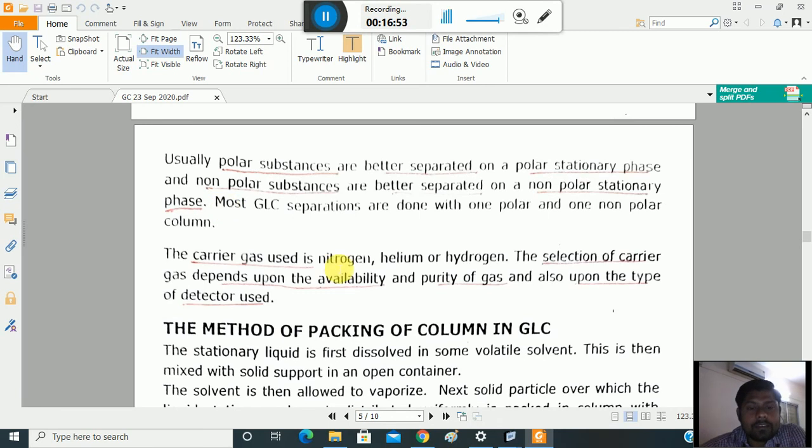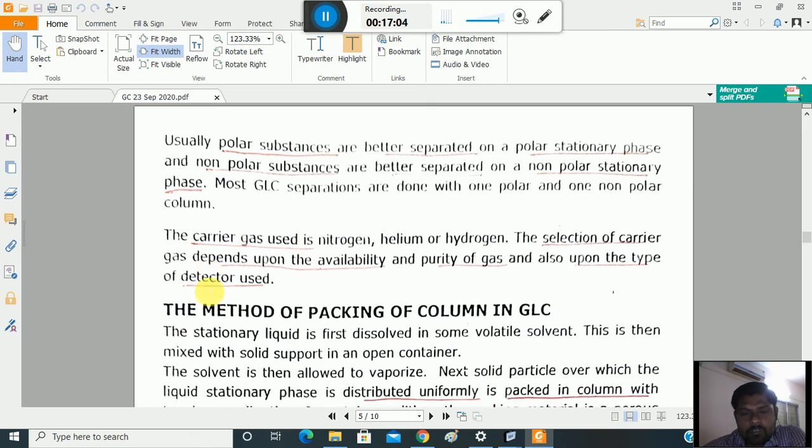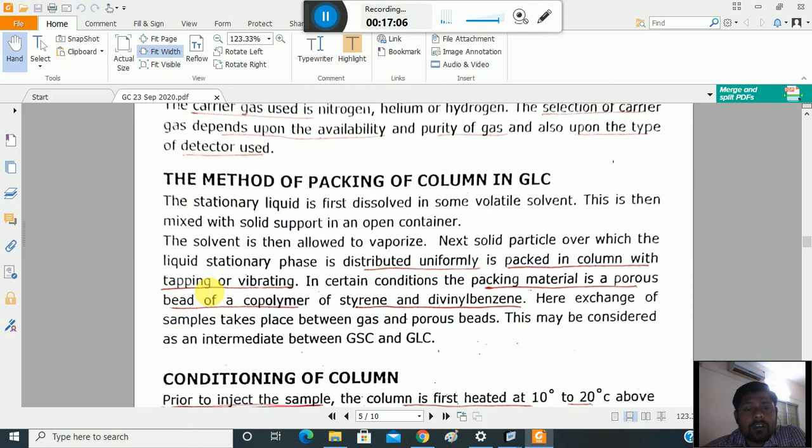Some carrier gases used are nitrogen, helium, hydrogen. Selection of carrier gas depends upon the availability and purity of the gas and also upon the type of detector used. Now, the method of packing of the column in GLC. Okay, two methods are used, that is the dry method and the slurry method. But here, the solvent is allowed to vaporize.